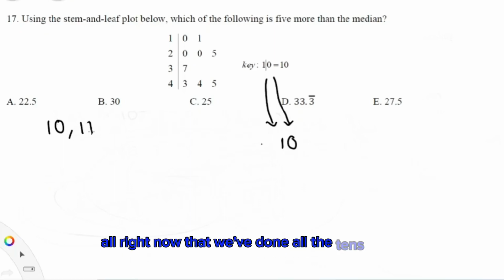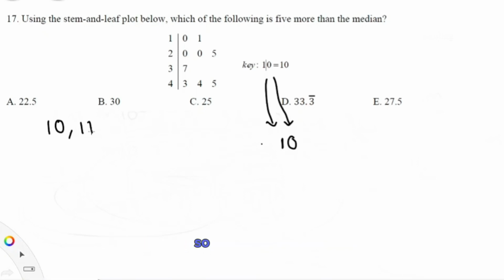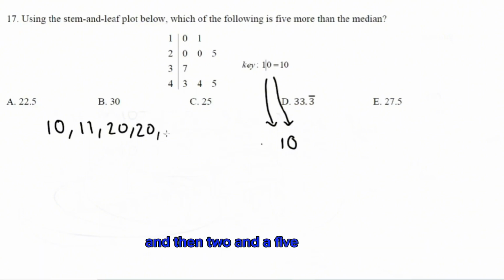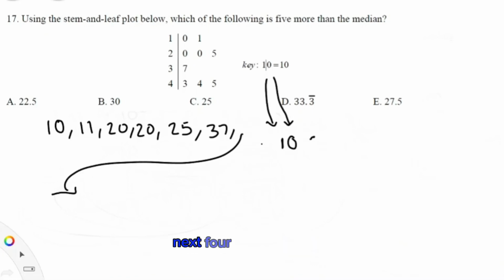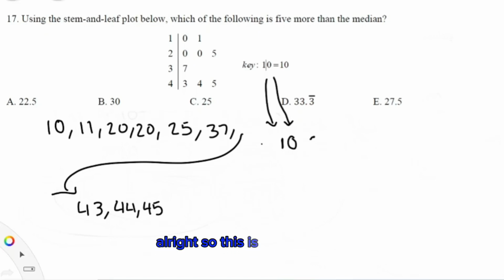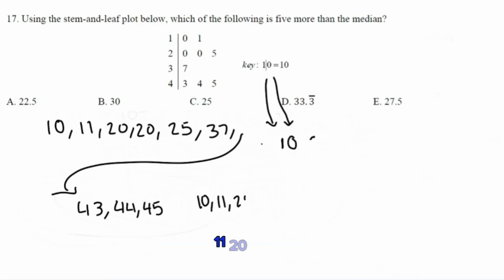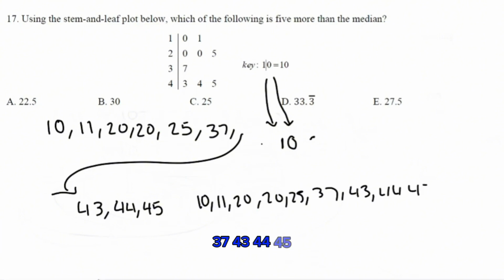Now that we've done all the 10s, we can go to the 20s. So 2 and a 0, that's 20. And there's another 0, so another 20. And then 2 and a 5, that's 25. Next, for the 30s, there's just one, 3 and 7, which is 37. Let's keep it going down here. Next, 4 and 3, that's 43. Then 4 and 4, which is 44. And then 4 and 5, which is 45. So this is our full list: 10, 11, 20, 20, 25, 37, 43, 44, 45.